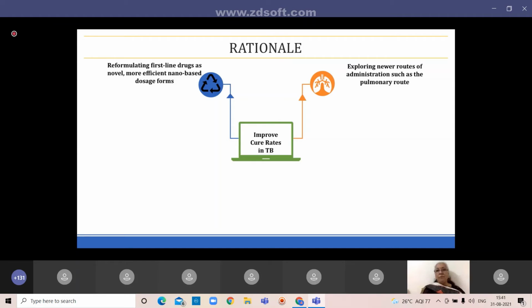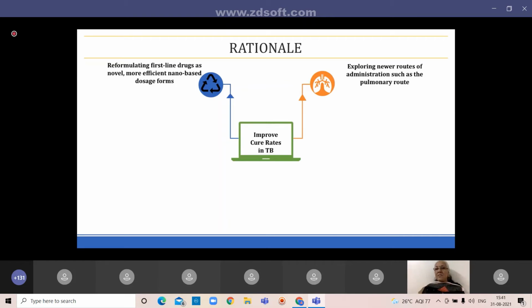So we thought, can we make these as nano? When we make our API in a nano form, obviously the dose will reduce. Our prior experience says that the dose can reduce by 1/3 to 1/50th. So if that is so, why can't we reduce the dose? The second thing we thought is, why give it orally? Can we give it, in the case of pulmonary TB at least, by the pulmonary route? So can we get that benefit?